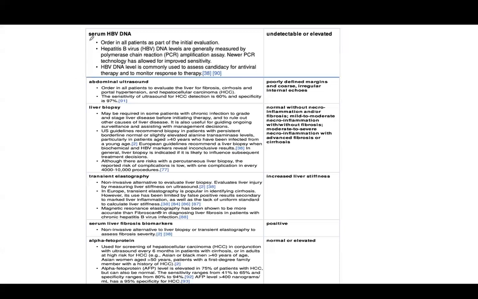You should know serum HBV DNA. If the treatment is done already, it can be undetectable. Otherwise, it will be elevated. Abdominal USG, liver biopsy. In liver biopsy, it can be normal or there can be necrosis as well. And fibroscan, that is transient elastography, increased liver stiffness can be found. And serum liver fibrosis biomarkers as well as alpha fetoprotein is something you have to check.